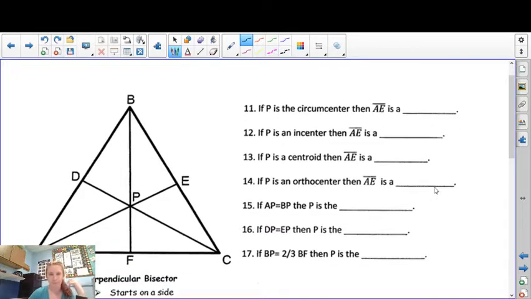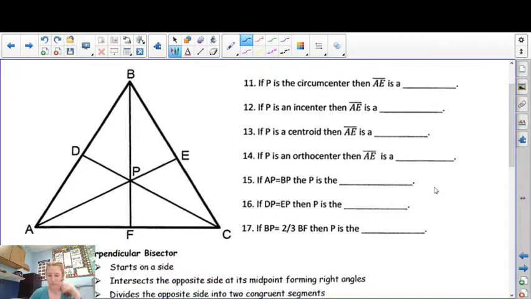Next picture. I should have 4 children. If P is the circumcenter, then AE, okay, there's lots of lines here, so I'm going to highlight as we go, A to E. Oof, that wasn't the straightest, sorry guys.